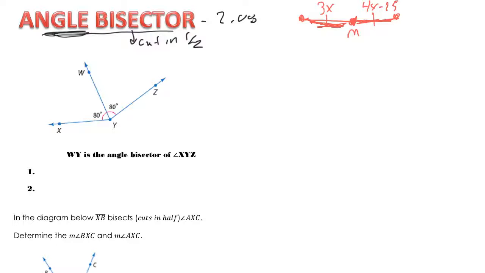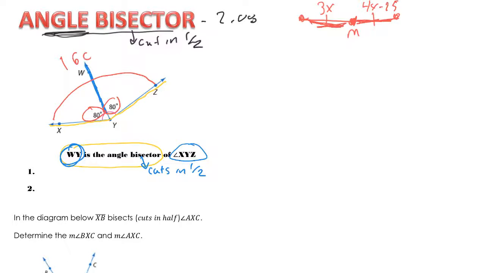If I have an angle XYZ, and WY is the angle bisector, so WY is this line, it cuts in half angle XYZ. So if this one is 80, this one's 80. And the whole angle would be 160, because 80 plus 80. So an angle bisector just cuts an angle in half.